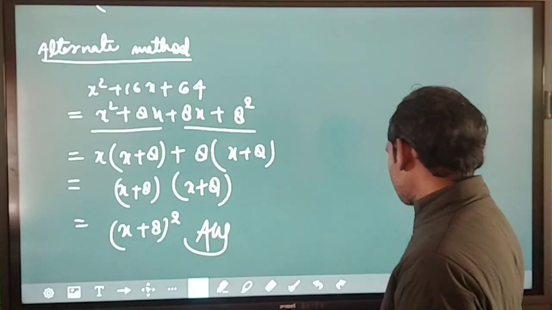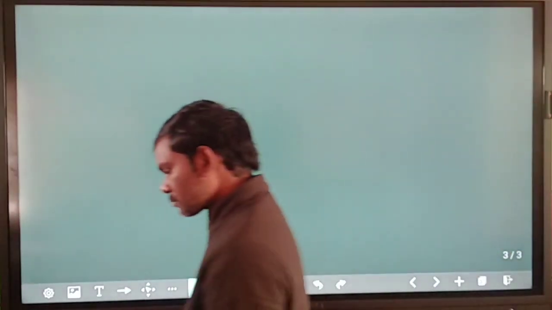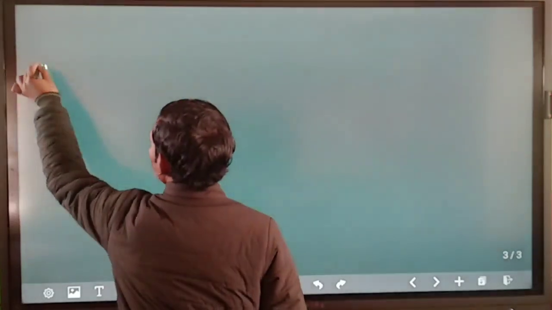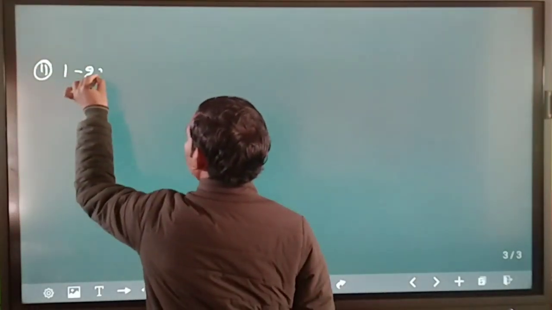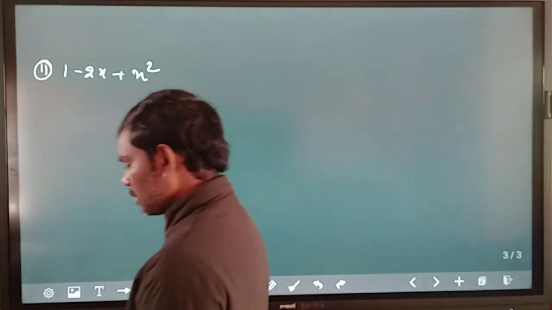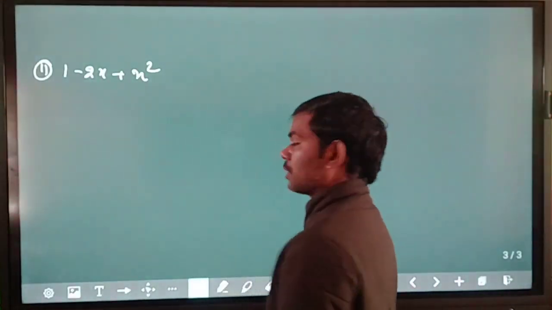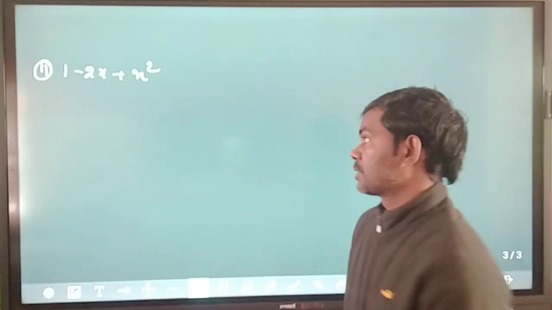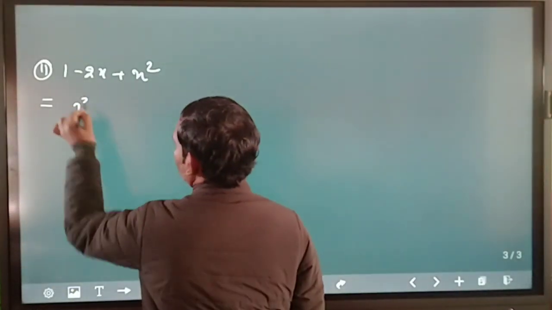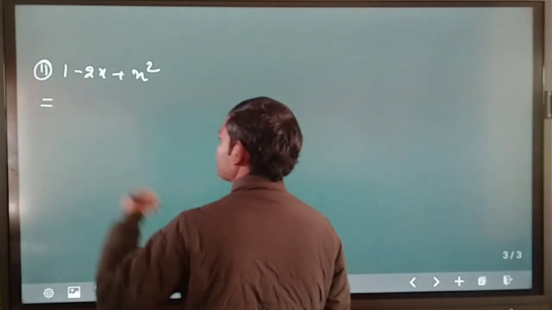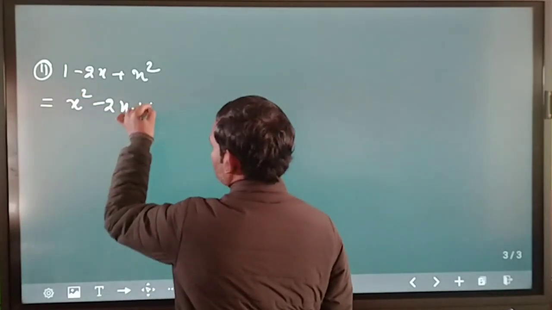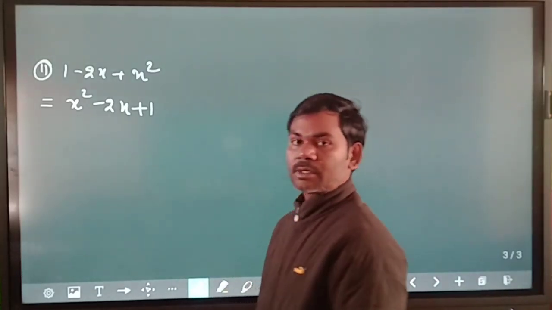Now let's see the next question. The second is 1 minus 2x plus x square. This is the second question. Now this can be written as x square minus 2x plus 1. This can be written like this.